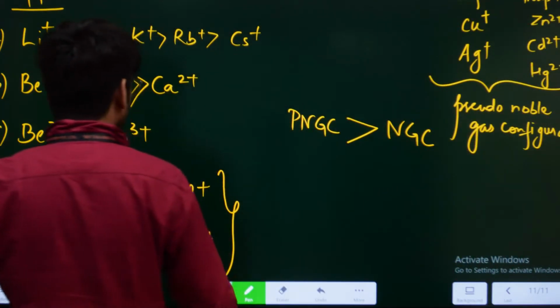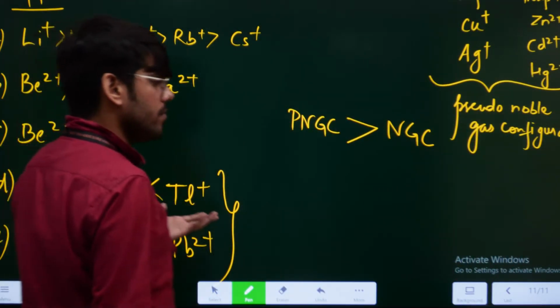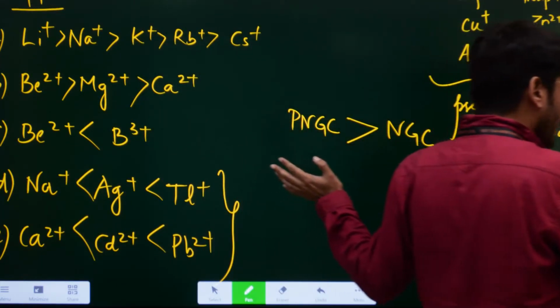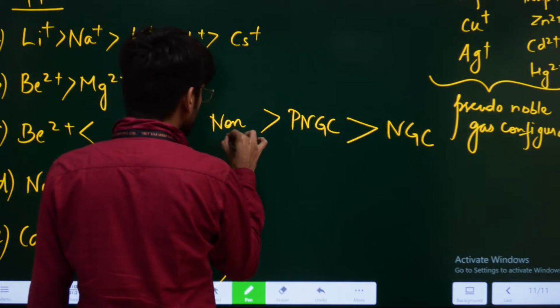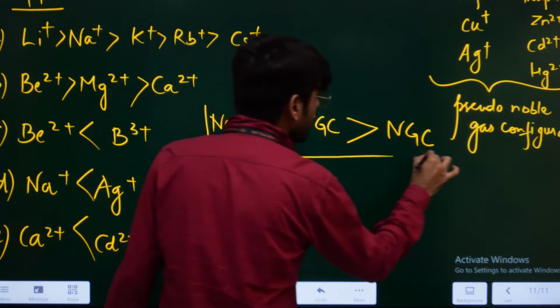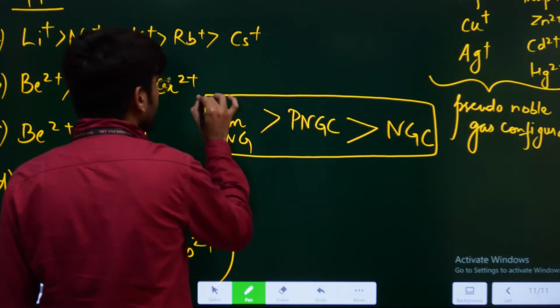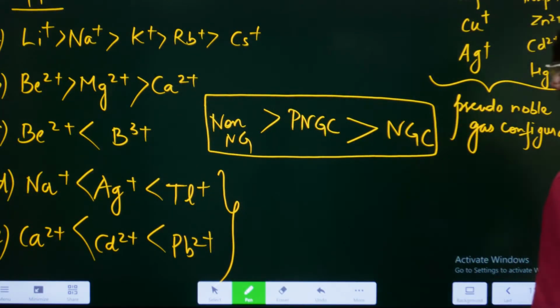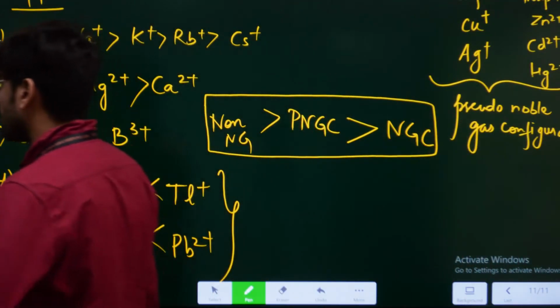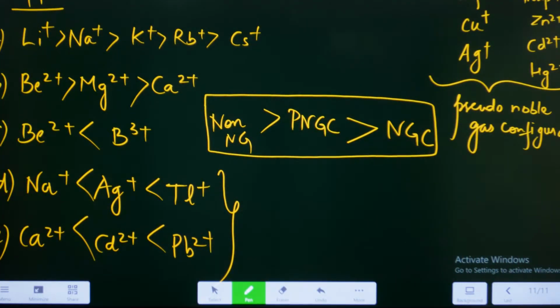Yes, sir. And what about this? These are non-noble gas configurations, the p block elements. So remember that non-noble gas comes first, then we have pseudo-noble gas, and finally we have noble gas configuration. Tell me if this is clear.